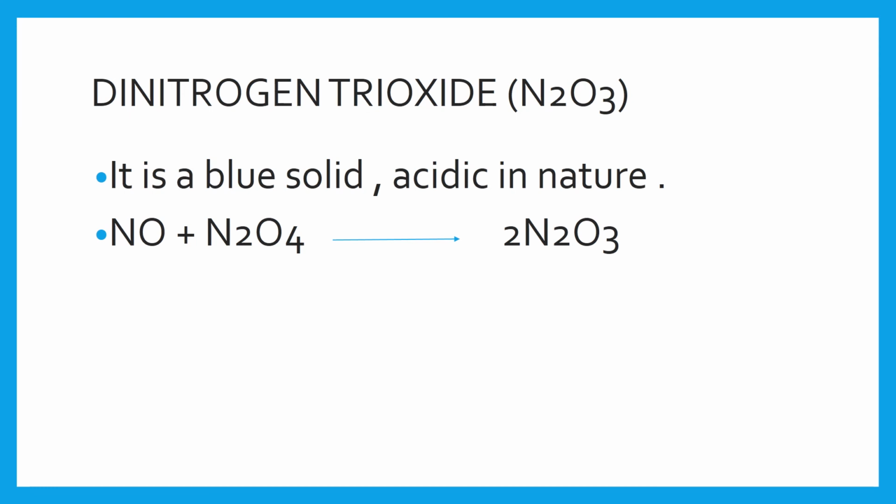Next compound that we are going to learn is N2O3, that is dinitrogen trioxide. It is otherwise named as nitrogen 3 oxide. It's a blue colored solid which is acidic in nature and it is produced by mixing nitric oxide with nitrogen dioxide. You know, nitrogen dioxide is a free radical, so it is containing odd electrons in it, due to which it always exists as a dimer, and so nitric oxide, when it combines with N2O4, it forms N2O3.